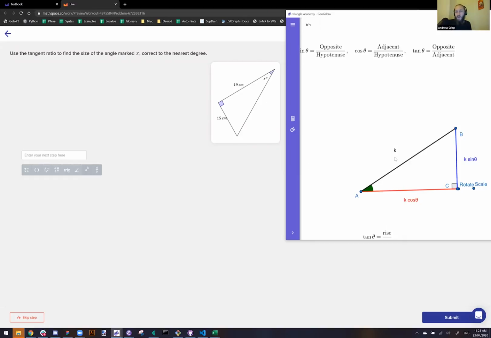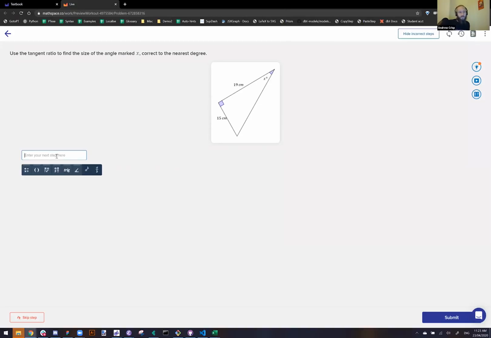So I'm just going to write this equation in to Mathspace and see what it tells me. So tan, and I'm not going to write theta because the unknown angle already has a name, and its name is x. Okay, and then we equal the opposite side, 15, divided by 19. And what do we think of that? It's looking good.